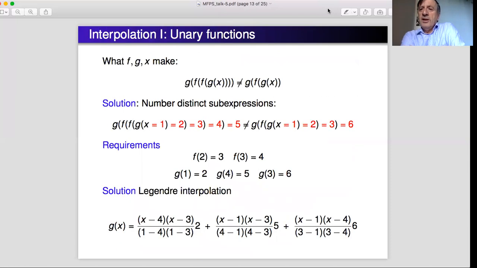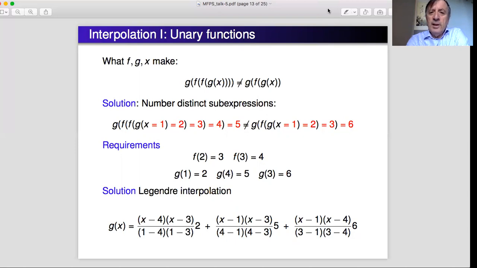Okay, so how are we going to separate things? How are we going to achieve the separation that we need? Well, let's go through some examples, and that'll pretty well show you the idea of the proof. So suppose, for example, I want to make g of f of g of x different from g of f of g of x, and I would like to do it with a polynomial. How are we going to do that?